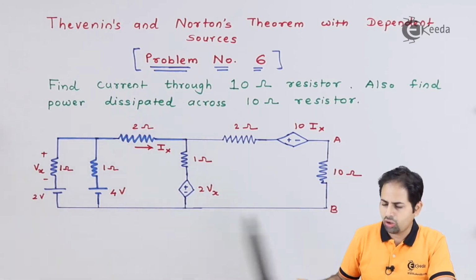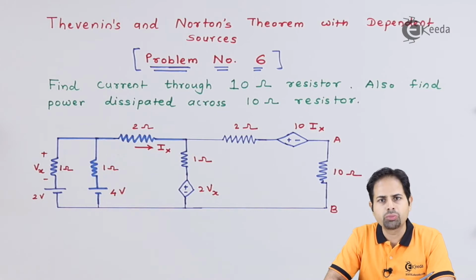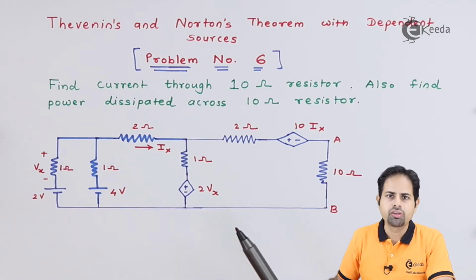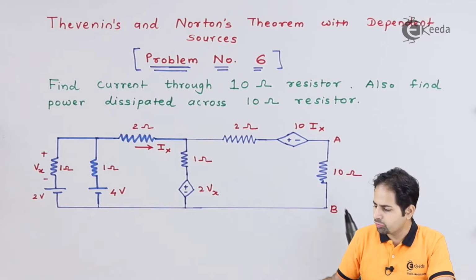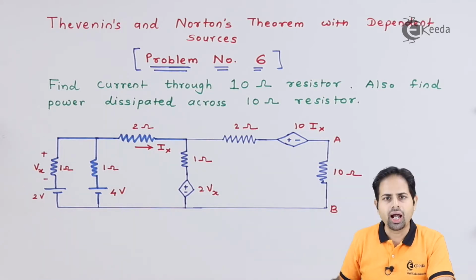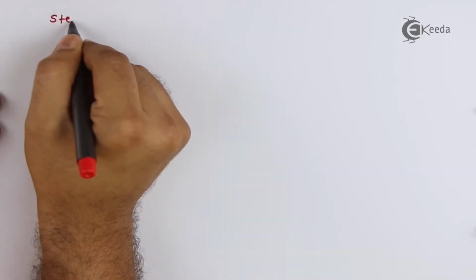So now to solve this problem, we'll go with routine procedure. And after VTH, we'll find Norton's current, and after that RTH, that is Thevenin's resistance. And after that we will draw the equivalent circuit along with this 10 ohm resistor, and then we'll get the required answer. So let us first do step number 1, that is calculation of VTH.